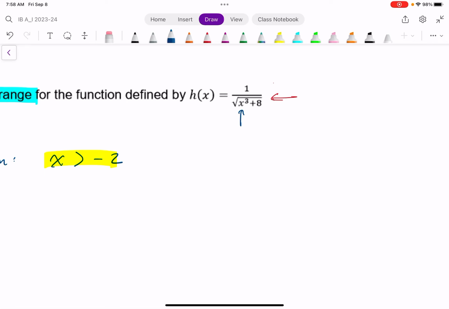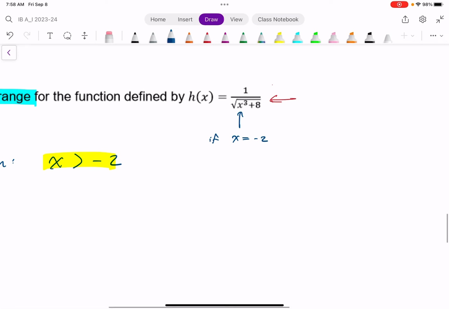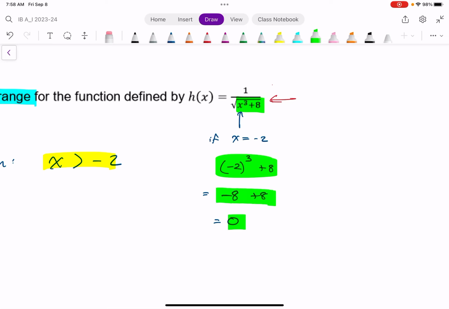Well, notice if x equaled -2, then right here, x cubed plus 8 would become -2 cubed plus 8. And what is -2 cubed plus 8? Well, -2 cubed is -2 times -2 times -2, which is -8, plus 8, which is 0. And so when x is -2, I have the square root of 0 down here, which is okay. You can square root 0. The square root of 0 is 0.